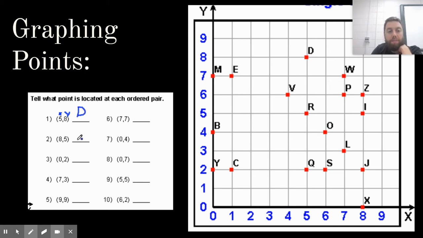Looking at the next one, 8, 5, it looks like we've switched them around. Now let's figure out, is that important? Does that change the answer? Now we have x is 8 and y is 5. Well, sure enough, that's a completely different point than the D we had found last time. At this point, pause the video and try to practice a couple more of these on your own. Okay.